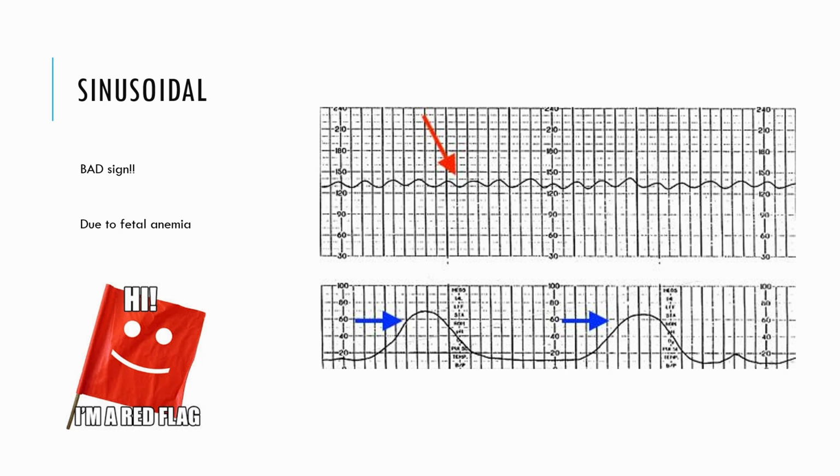This is an automatic bad, bad baby. We need to deliver stat. You're close to having no heartbeat at all. Well, this pattern makes it an automatic category 3, which we'll talk about at the end of this slideshow here.